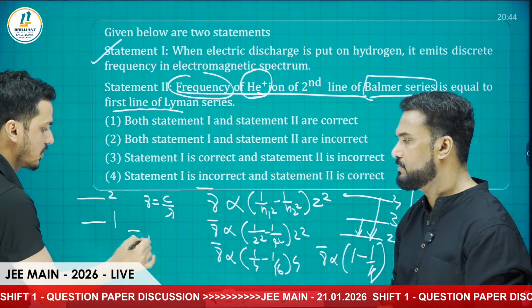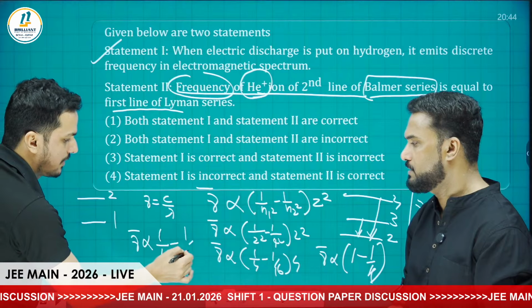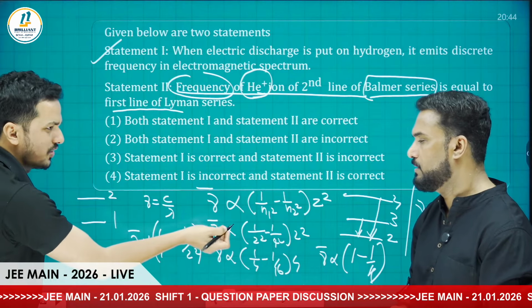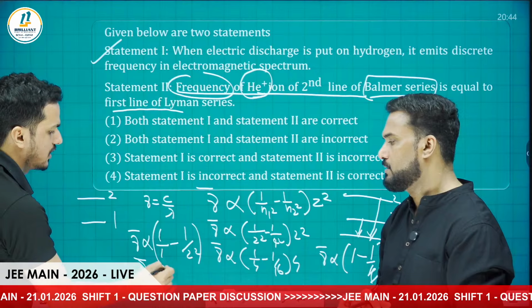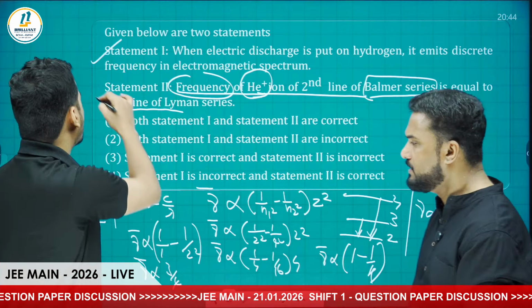2 to 1 means nu bar is proportional to that, and that's also hydrogen. So 1 divided by 1 minus 1 by 2 squared into 1 squared. No need to write. So that's also proportional to 3 by 4. So both are the same. So that statement is correct.